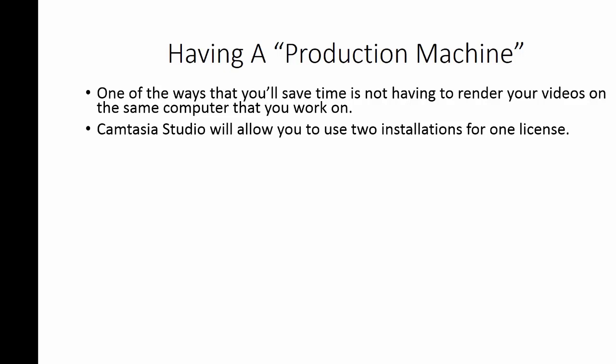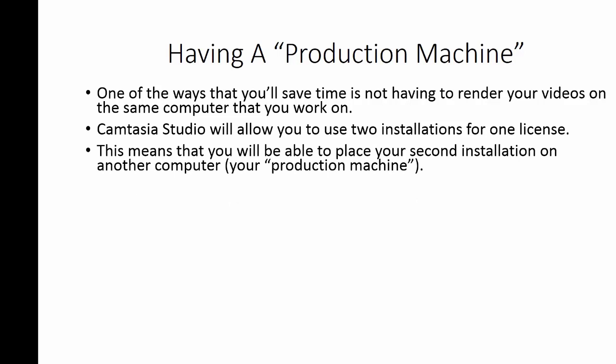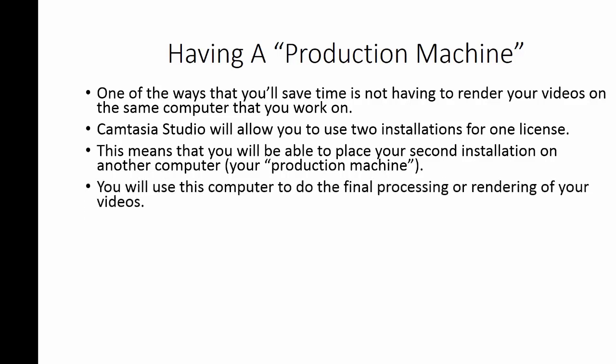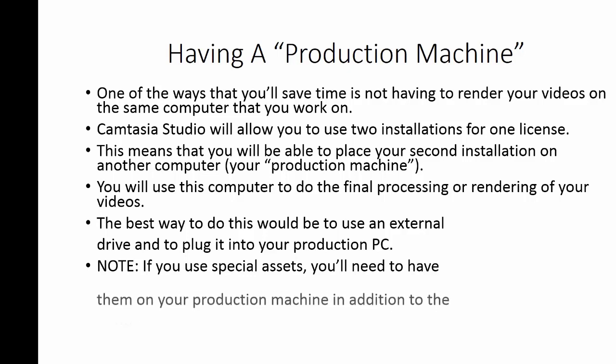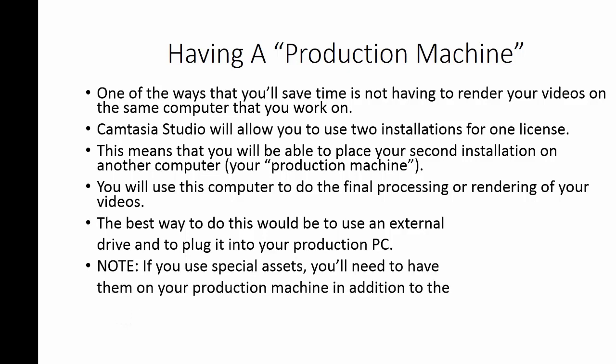It's legal within the terms in which you purchase Camtasia Studio. This means that you can place your second installation on another computer that you use. And we're calling this, in this video, a production machine. Now you will use this computer to do the final processing or the rendering or production of your videos. And the best way to do this would be to use an external drive and to plug it into your production PC. Now, if you use any kind of special assets in your library, you're going to need to make sure that you export those assets out of your library on one machine and export them into the library on your production machine.